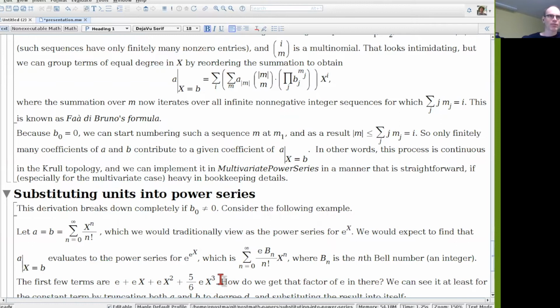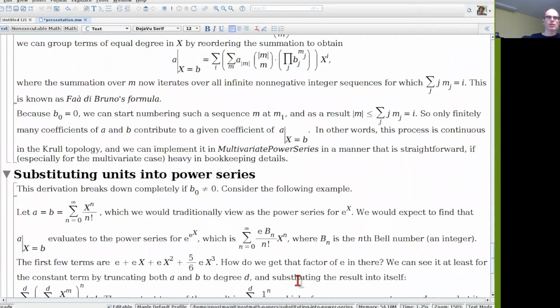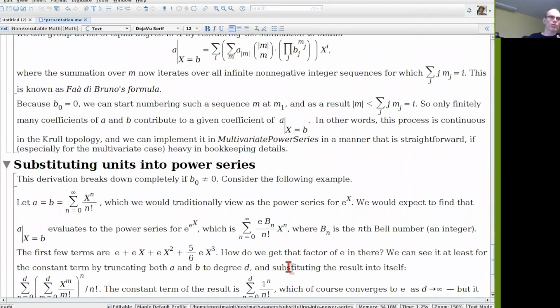So you can think about that for a second, except of course you already see the answer here. There's that factor of e in there. Where does that come from? So the input power series obviously have only rational numbers as their coefficients. And now this substitution gets a transcendental number as that constant coefficient. Obviously, we can't get that with polynomial arithmetic.